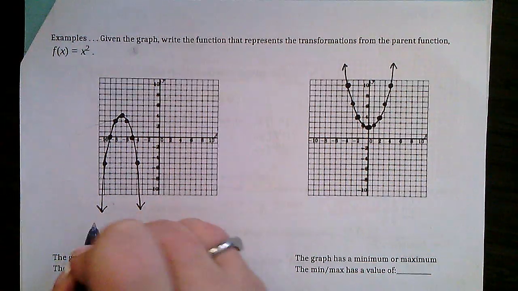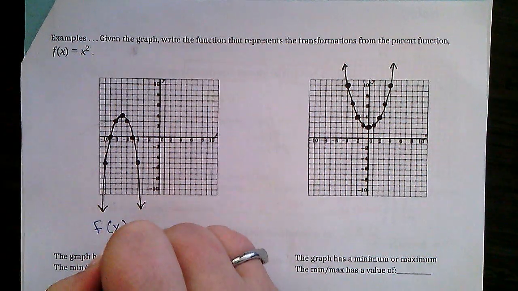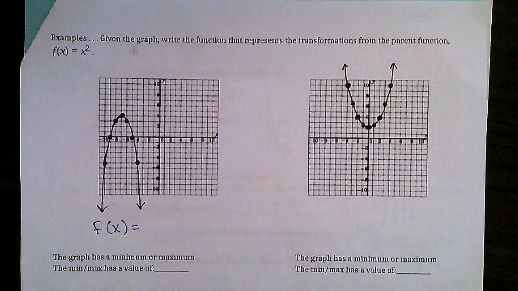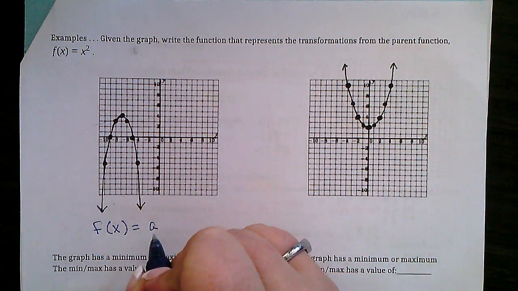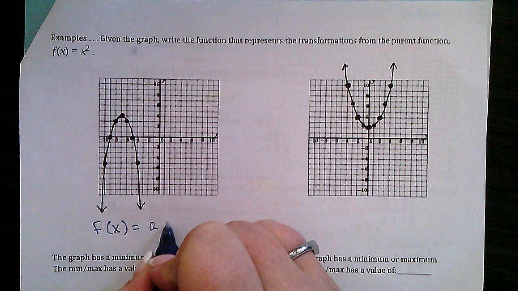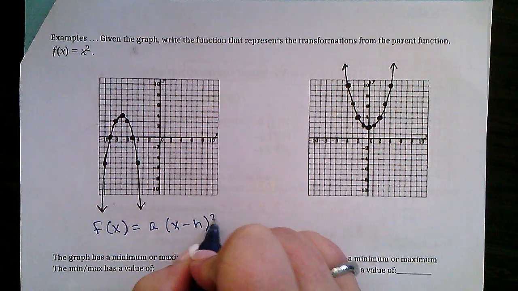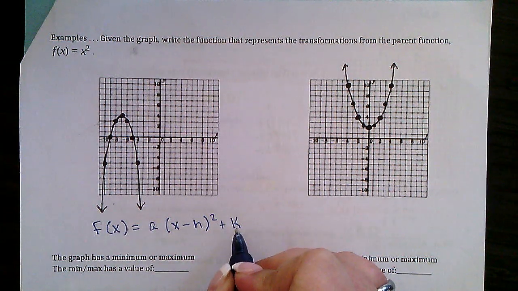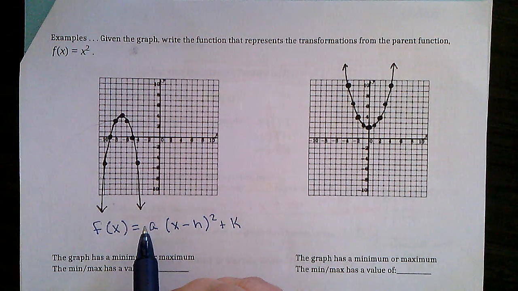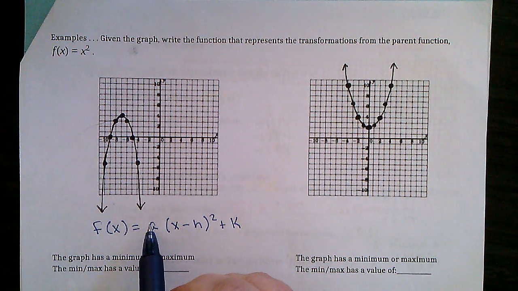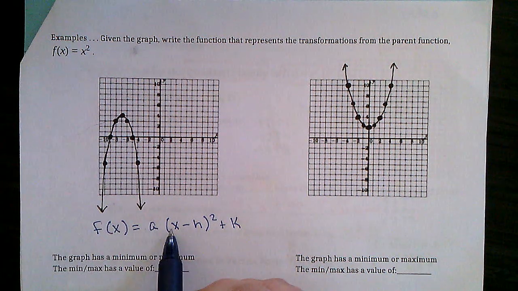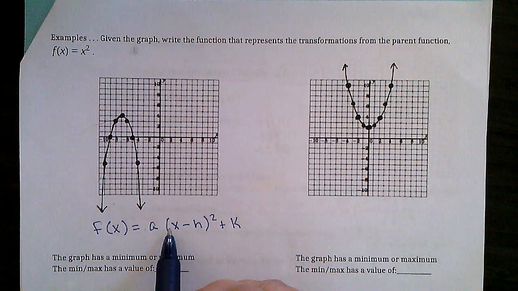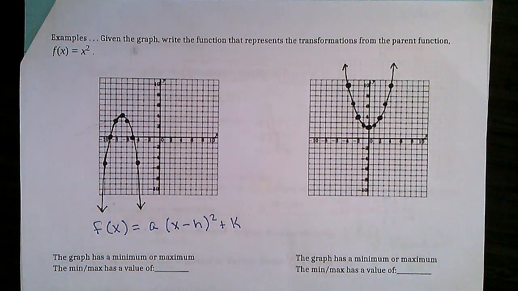Standard form has f of x equals, this is not standard form, this is vertex form. A, which would be a stretch or compression, x minus h, which would be a shift left or right, plus k, which would be a shift up or down. We can also have a negative out in front here, which would be a reflection over the x-axis, or a negative in front of the x here would be a reflection over the y-axis. So let's see what all of this we've got.